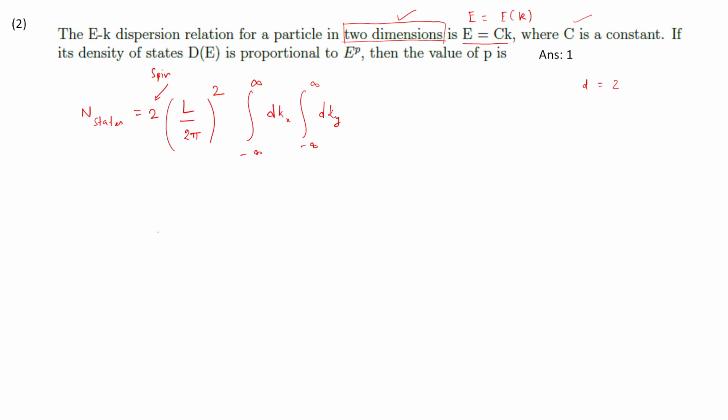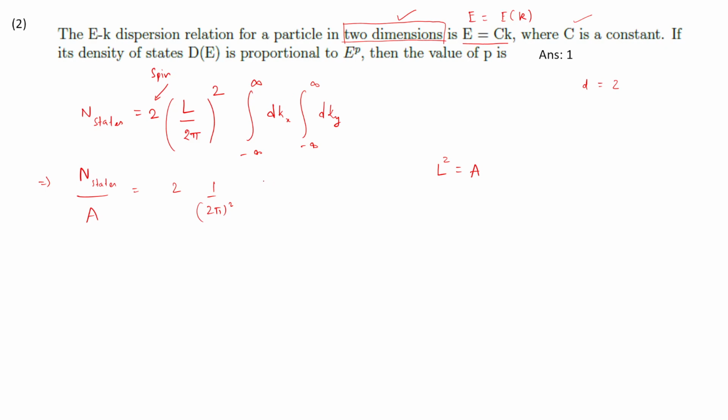Usually we find the number of states per unit volume, or since it is 2 dimension, we will find the number of states per unit area. So L square, we'll write it as A, and we divide by L square on both sides. So the number of states per unit area will be 2 times 1 by 2 pi whole square.